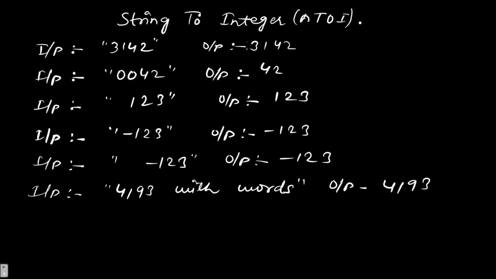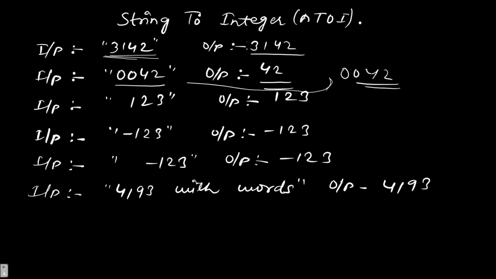So we have been given some input, and for those inputs we have to return some output. Let's say we are given an input as a string 3142. For this string we have to return the corresponding integer value, which is going to be 3142. We can also have a string like 0042. If you convert this string into integer, it is going to be 0042, and we have to return 42.